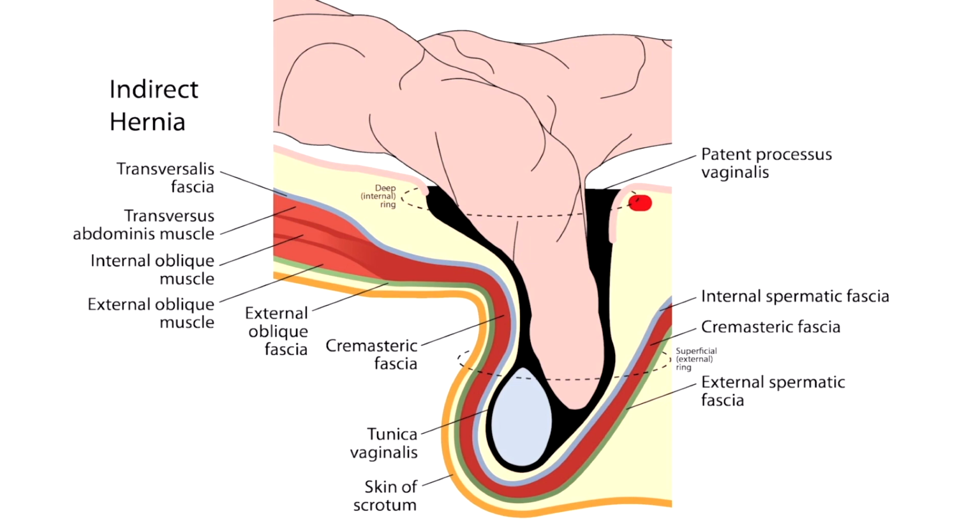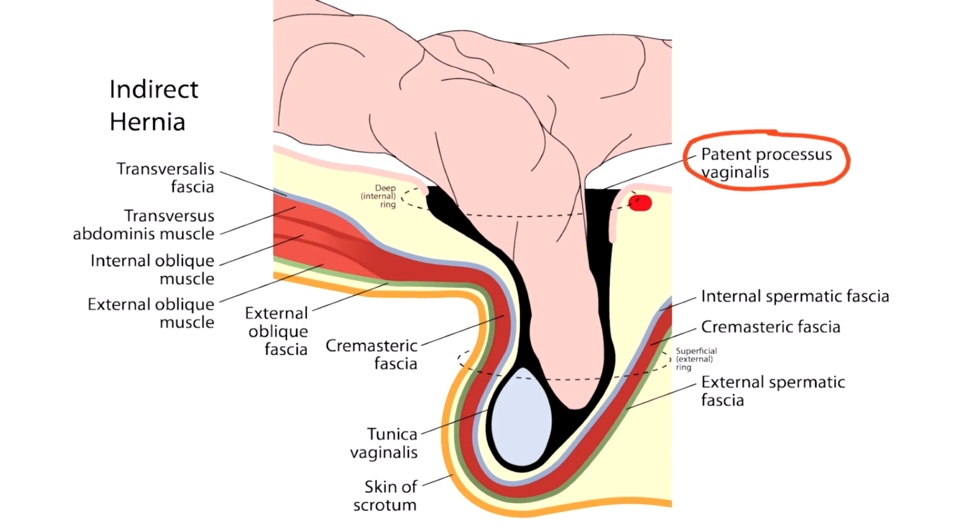It results from the incomplete obliteration of the processus vaginalis. Processus vaginalis is an outpouching of the parietal peritoneum through which the testes migrate through the scrotum during embryological development. Usually, before birth, the layers of the processus vaginalis fuse and it obliterates. But a failure in this process can precipitate an indirect hernia.